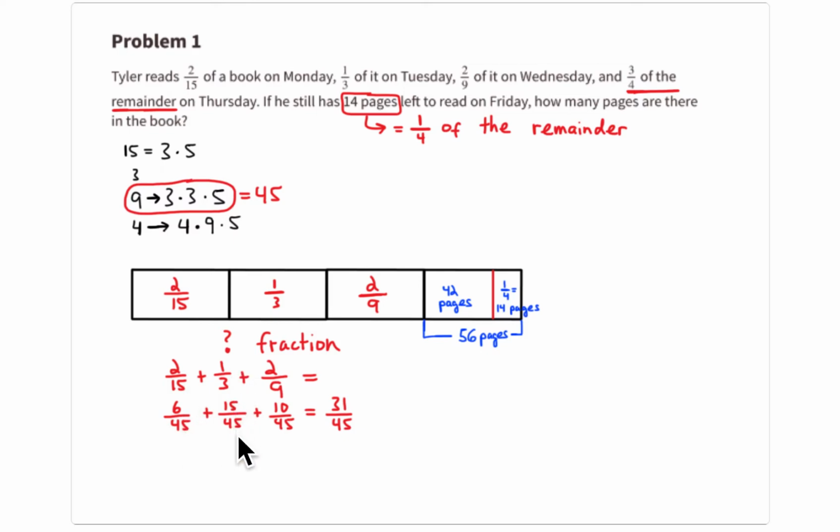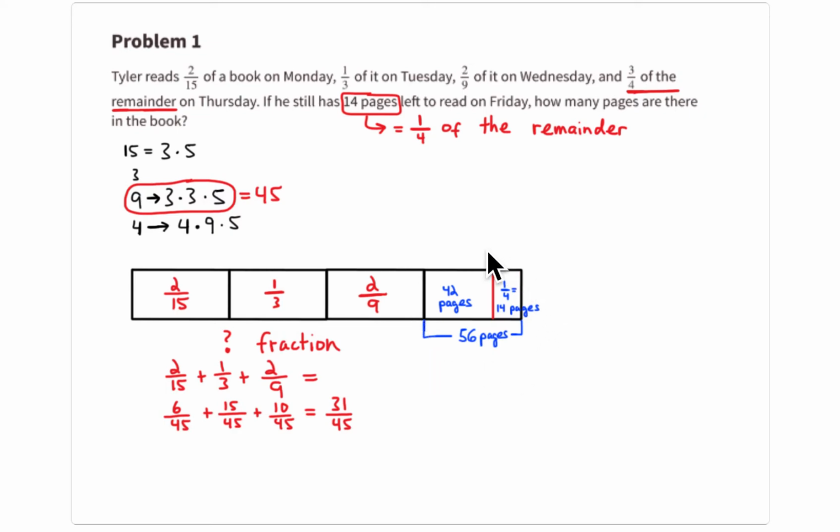1/3 is 15 45ths. So 15 times 1 and 3 times 15. And 9 times 5 is 45. And 2 times 5 is 10. So it's 6 45ths, 15 45ths, plus 10 45ths equals a total of 31 45ths. So that makes this part of the book right here 31 45ths of the whole book.